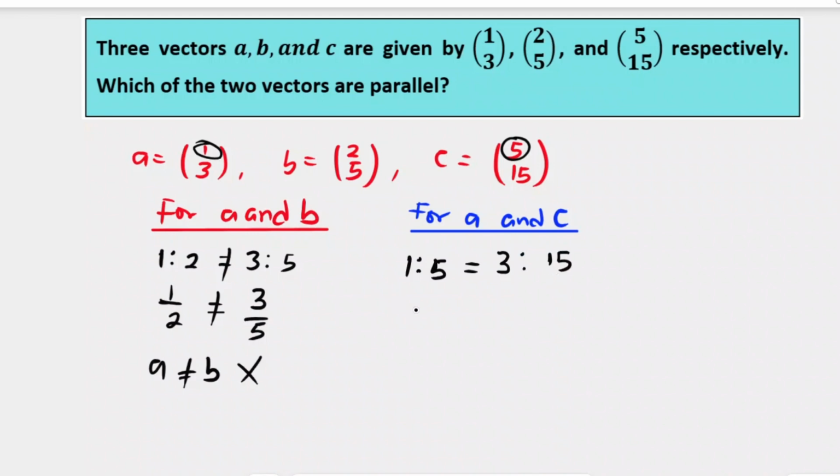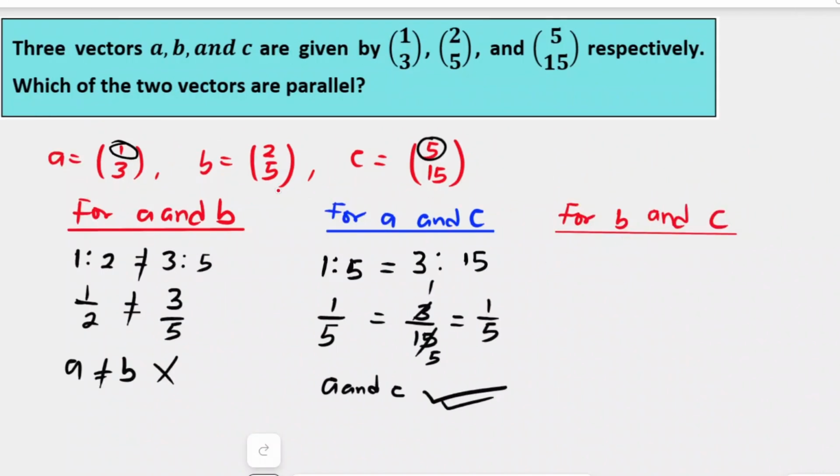Now let's write this one as fractions, and we're going to get 1 out of 5 equal to 3 out of 15. I think we can prove further. We can simplify: 3 here 1, 3 here 5, and that's going to be equal to 1 out of 5. So it means the two vectors, they are parallel, because the ratio of their corresponding components are equal. So a and c, they are parallel. Let's get the last one.